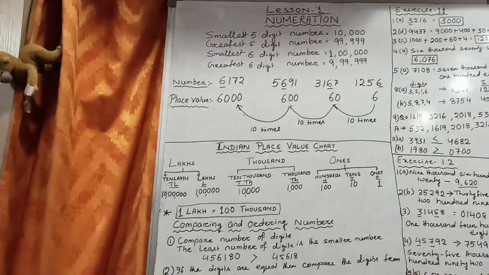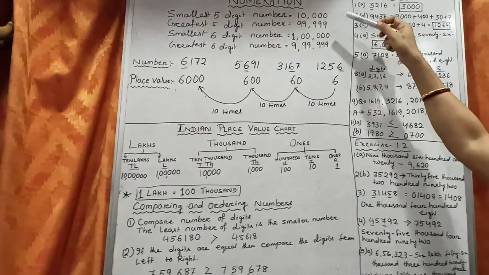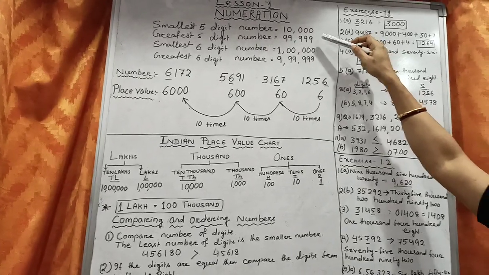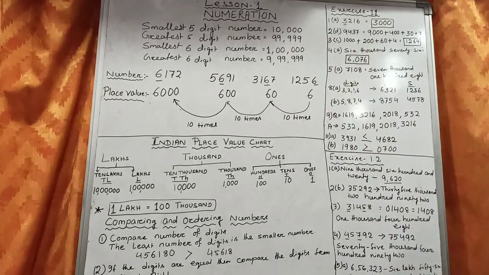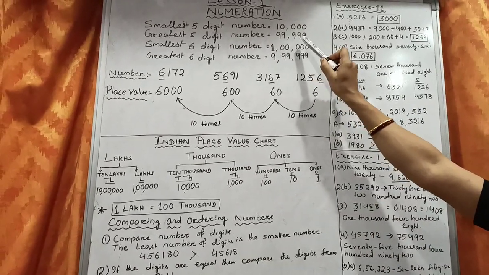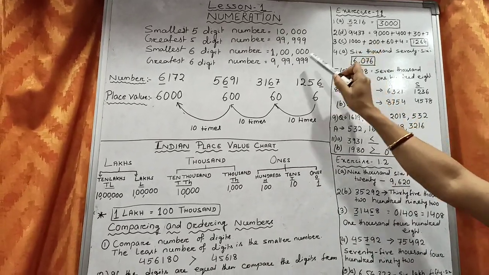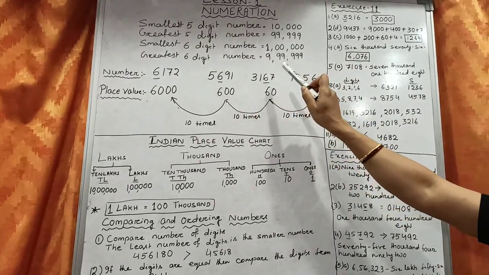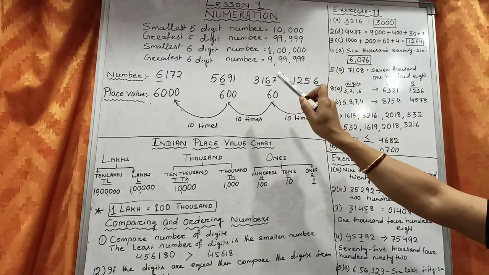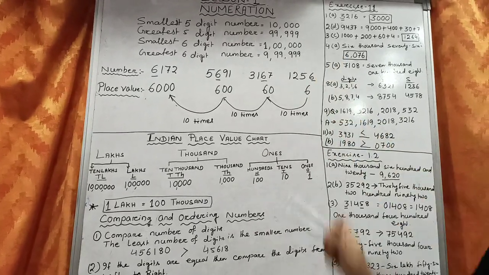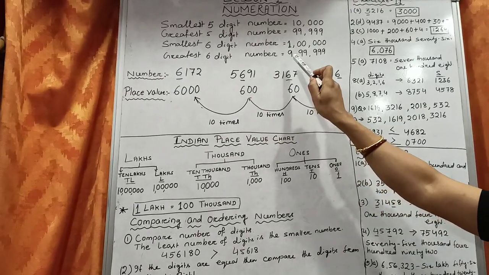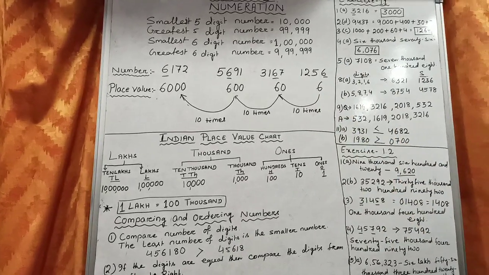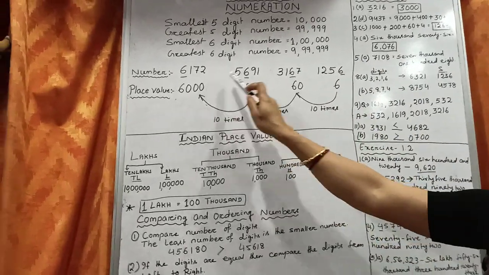Smallest 6 digit number is just next the greatest 5 digit number, or you can say a successor of greatest 5 digit number, that is 99,999 plus 1 is 1 lakh. This is smallest 6 digit number, that is 1 and 5 zeros, that is read as 1 lakh. Greatest 6 digit number is 9,99,999.